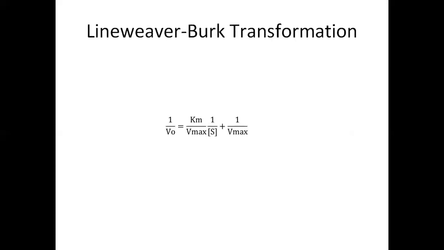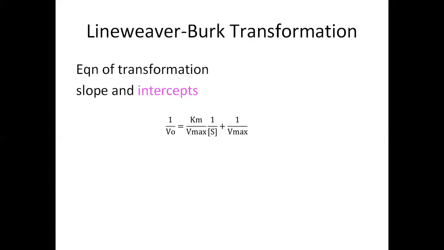The transformation is to take the inverse of the Michaelis-Menten equation, which yields the equation shown here. When this is plotted as y equals mx plus b, the slope of the line obtained is equal to Km over Vmax, though this is not particularly useful. Instead, the intercepts are extraordinarily useful.